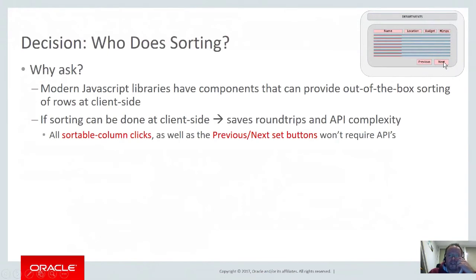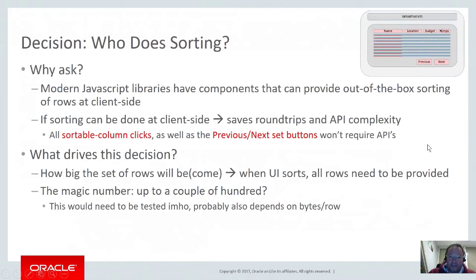Also, the previous and the next set could be serviced totally locally inside the browser. Of course, there's a big question here. What drives this decision? What do you think drives this decision? It should be obvious, right? How big will this set of rows be that I need to send to the browser?